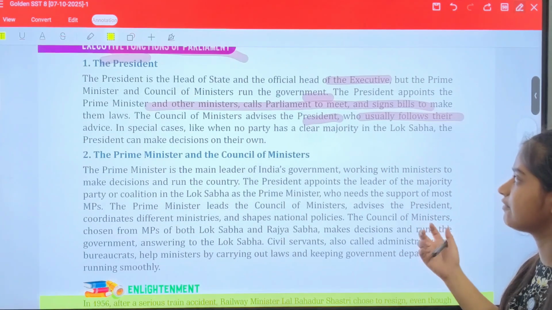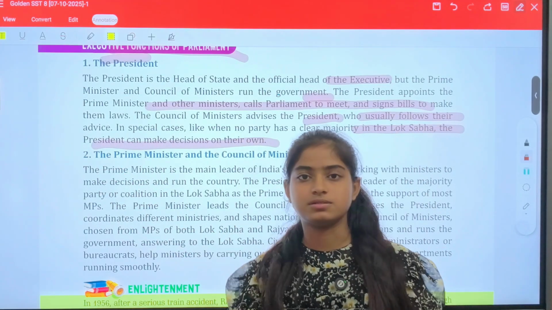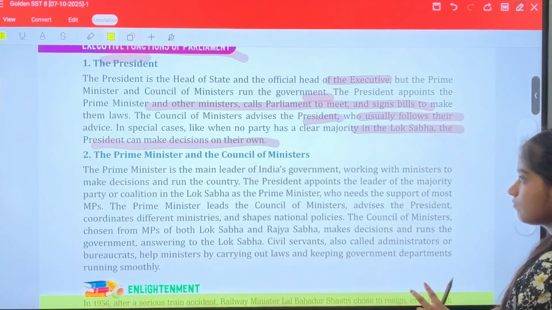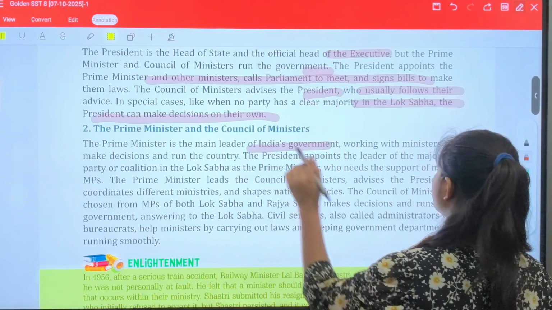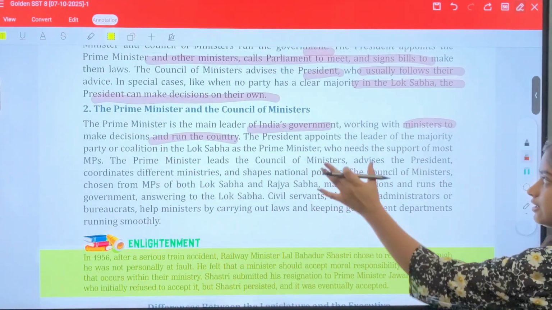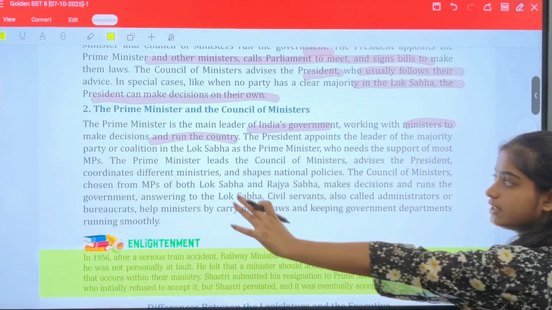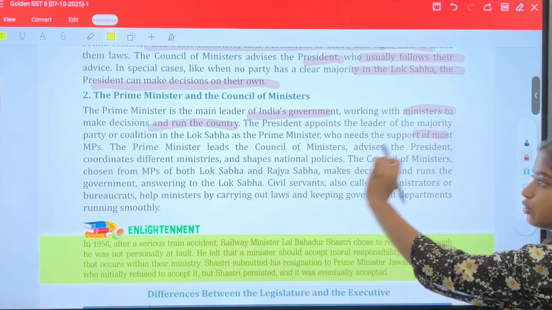In special cases, like when no party has a clear majority in the Lok Sabha, the President can make decisions on their own. The Prime Minister and the Council of Ministers are the main leaders of the Indian government, working with ministers to make decisions and run the country. The President appoints the leader of the majority party or coalition in the Lok Sabha as the Prime Minister, who needs the support of most MPs.